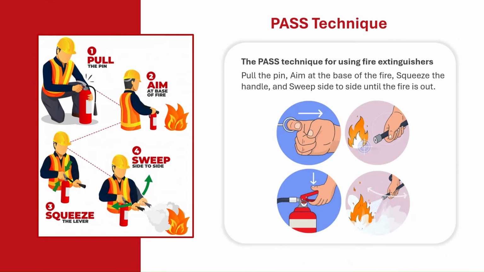The PASS technique is a simple acronym to help you remember how to use a fire extinguisher. Pull the pin, aim at the base of the fire, squeeze the handle, and sweep from side to side. Let's all say the PASS technique together. Each step is important. P. Pulling the pin releases the extinguisher. A. Aiming ensures you hit the fire. S. Squeezing releases the agent. And S. Sweeping covers the fire area.